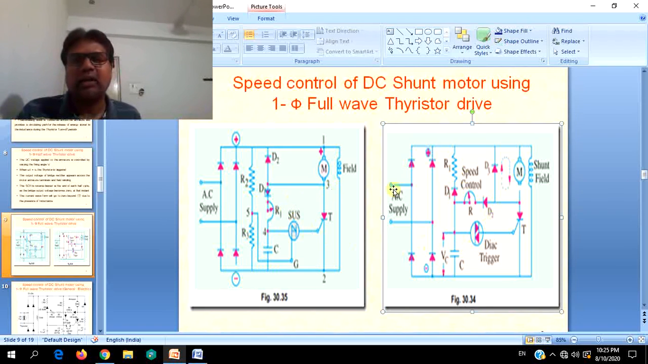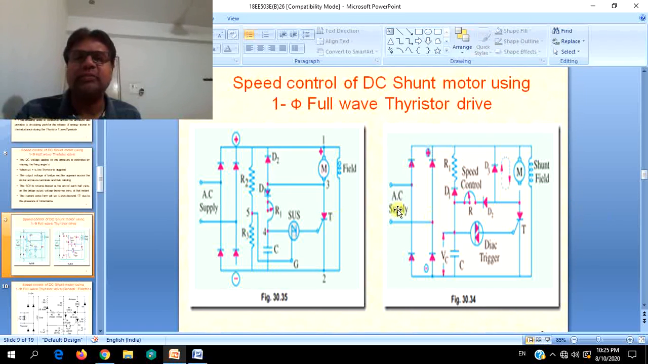Both operate under the same concept. So that is how these two circuits can be used for speed control of a DC shunt motor with a full wave thyristor drive, where in each half cycle the SCR will be turned off. So the net average voltage applied across the armature will be increased.